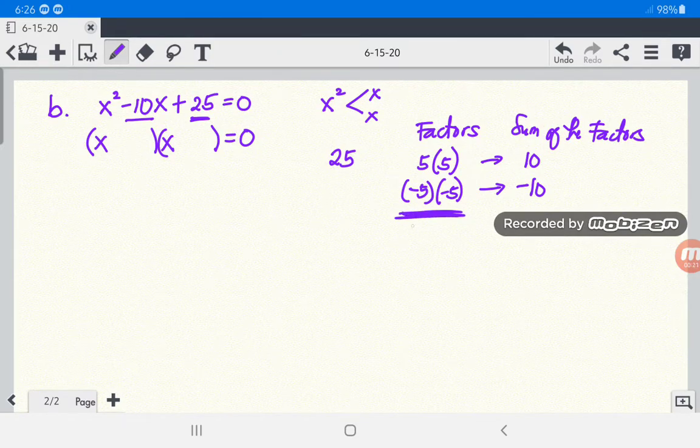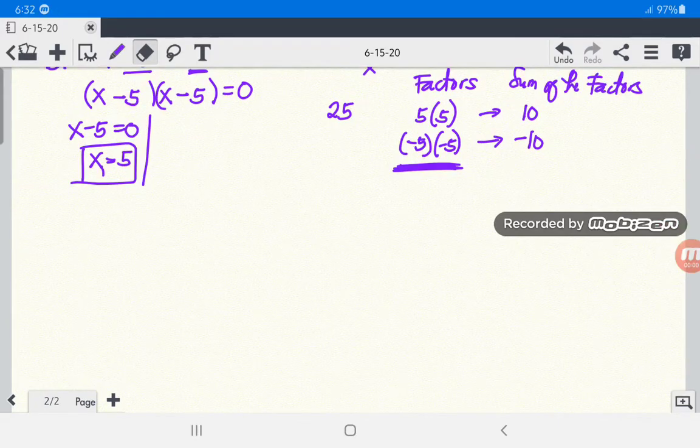So here, we're going to copy this negative 5 and negative 5 to the binomials. So we have x minus 5, and here we have x minus 5. As you can see, we have the same factors, x minus 5 and x minus 5. Actually, this is a perfect square trinomial. Now, equate each factor to 0. x minus 5 equals 0. Then x is equal to, you transpose negative 5 to the right side, so from negative, we have positive 5.